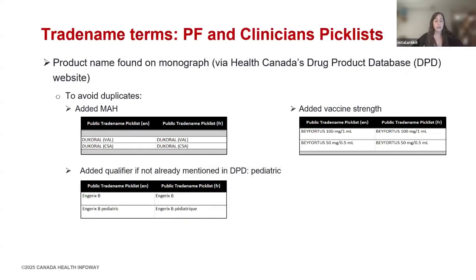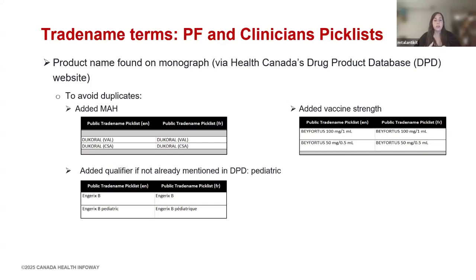So now for the trade name terms, it's both for patients and clinicians. What has been decided is that we'll use the product name as it was found on the monograph. So we went to Health Canada's Drug Product Database, DPD, and doing that allowed us to eliminate a lot of duplicates. And you must know that we don't want any duplicates because we don't want any ambiguity. But still, after doing that, there were still some duplicates.